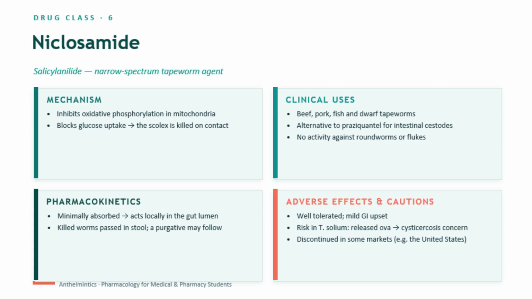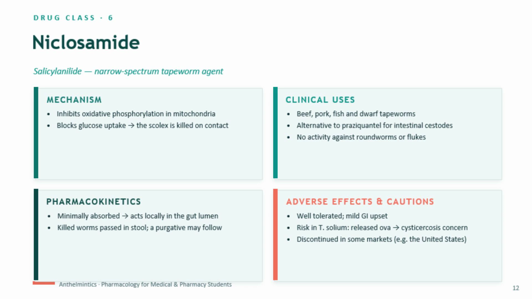Niclosamide is a narrow-spectrum agent, and its job is tapeworms in the gut. It inhibits oxidative phosphorylation in the worm's mitochondria and blocks glucose uptake, killing the scolex, the head, on contact. We use it for beef, pork, fish, and dwarf tapeworms, and it's an alternative to praziquantel for intestinal cestodes. Note that it has no activity against roundworms or flukes.